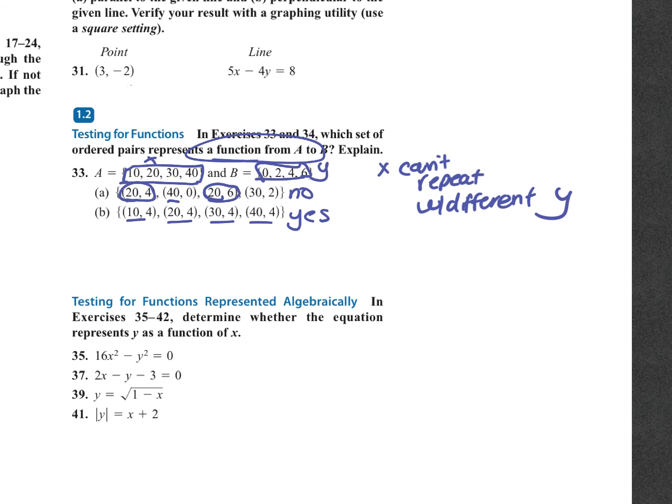So the y's can repeat? Yeah. X's can only repeat if they have the same y. Correct. Because otherwise, think about what's happening. 24, let's say this is 20, and this is 4. And 26 is a point here. Vertical line crosses through both those points. Fails, right? But if I have the same y but different x's, a vertical line is going to go through only one of those. Yeah. Good.